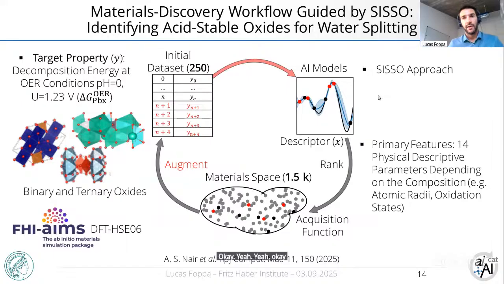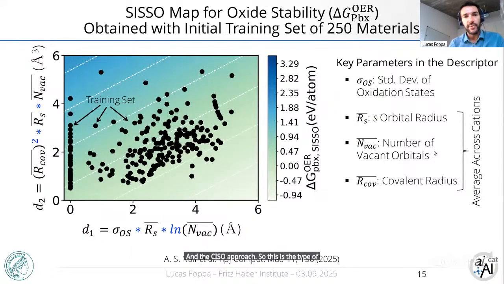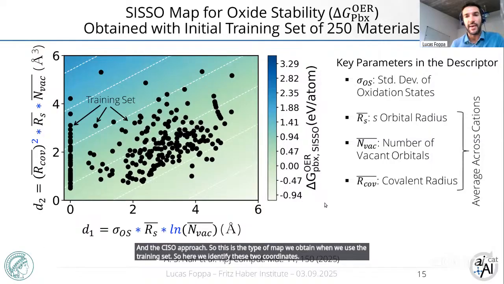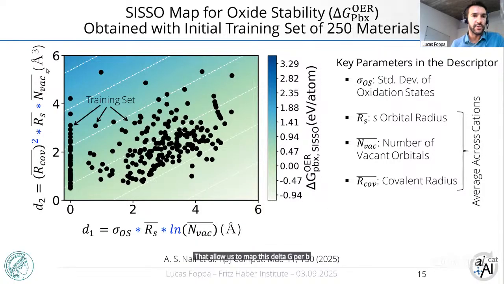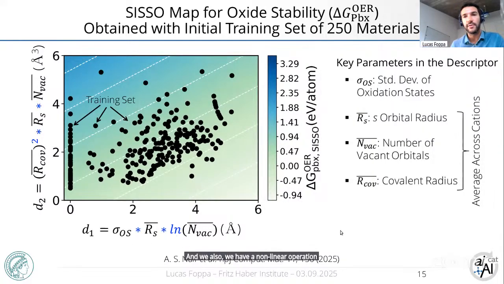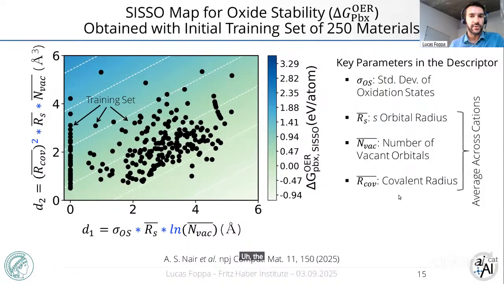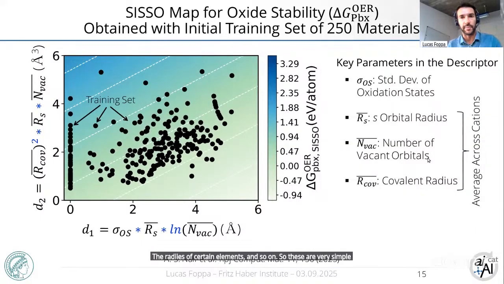Yeah, okay, good. So we are using primary features that are 14 physical descriptive parameters that depend on the composition, atomic radii, and oxidation states, and the SISSO approach. This is the type of map we obtain when we use the training set. Here we identify these two coordinates that allow us to map this delta G Pourbaix. And you see they depend on different parameters, and we have non-linear operations entering here. These are properties, for instance, the standard deviation of oxidation states, the radii of certain elements, and so on. So these are very simple compositional properties.